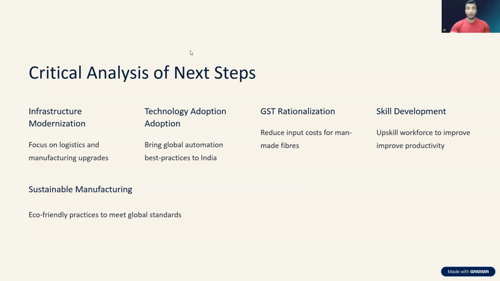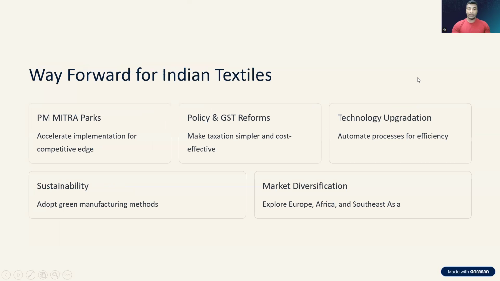So what's the way forward now? We have understood the challenges, we have seen some of the critical analysis part. Now we also need to talk about some of the suggestions. Okay, so if you want to reap the maximum advantage of this free trade agreement with UK, these are the following steps which you can take. Rapid implementation of PM Mitra Parks. So focus on establishing world-class textile manufacturing hubs, and encourage public-private partnership to enhance efficiency and competitiveness.